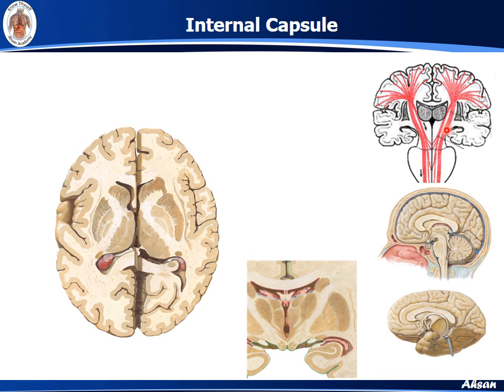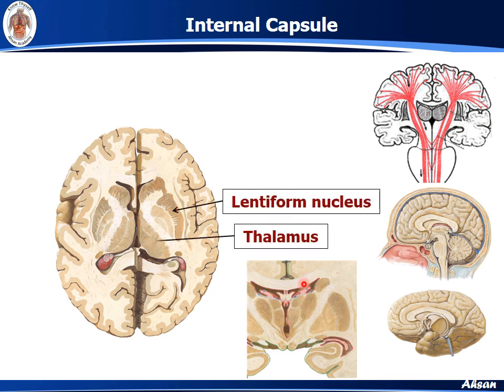cerebral cortex converge to this point. These are the important fibers going to the spinal cord, responsible for motor activity, and also carrying major sensory impulses to the cerebral cortex. So this is the place where they combine together in a narrow place. If this area is affected, that creates a widespread effect.